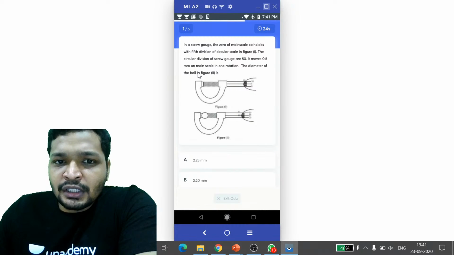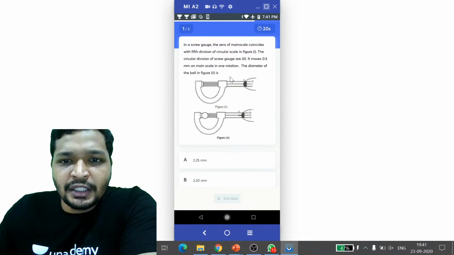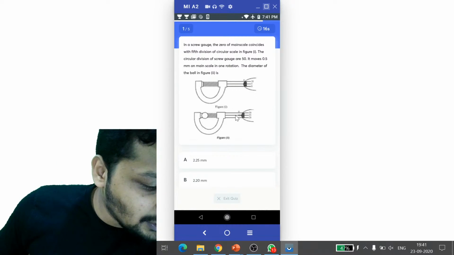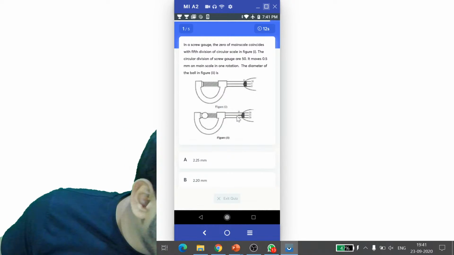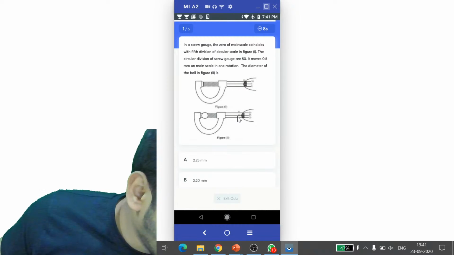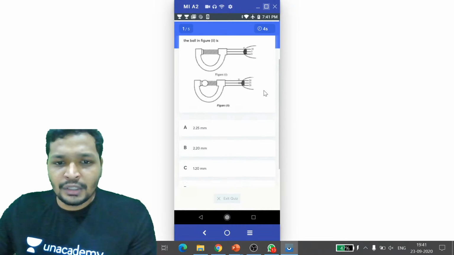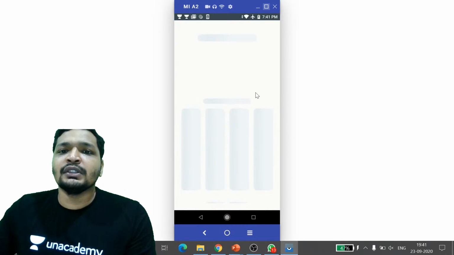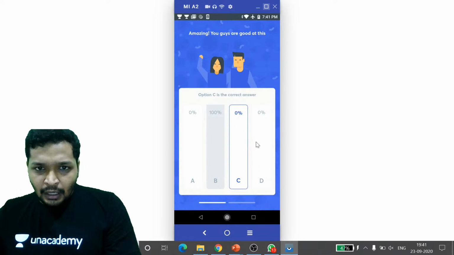It moves 0.5 mm on main scale in one rotation. So the pitch is how much? If you are able to see, the pitch is 0.5 mm, and there are like two dashes. So 25 minus 5 is what you should read. So it should be 1.20. So 25 is the reading that you'd see, but you have to subtract 5. Good.